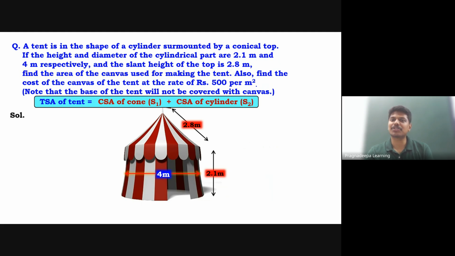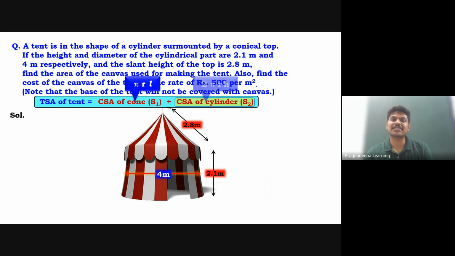So a natural question, what is the curved surface area of the cone? It's pi r L. Lucky, we know the slant height. Suppose the height of the cone is given, we use the Pythagoras theorem, as we did in yesterday's problem. Okay, yesterday we had done. So just revisit that, else we will discuss.